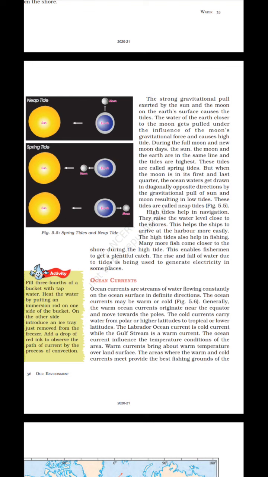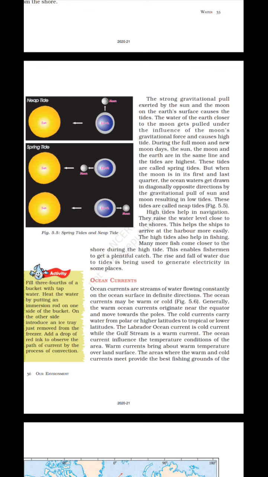Ocean currents. Ocean currents are streams of water flowing constantly on the ocean surface in definite directions. The ocean currents may be warm or cold. Take a look at figure 5.6. Generally, the warm ocean currents originate near the equator and move towards the poles. The cold currents carry water from polar or higher latitudes to tropical or lower latitudes. The Labrador ocean current is a cold current while the Gulf Stream is a warm current.